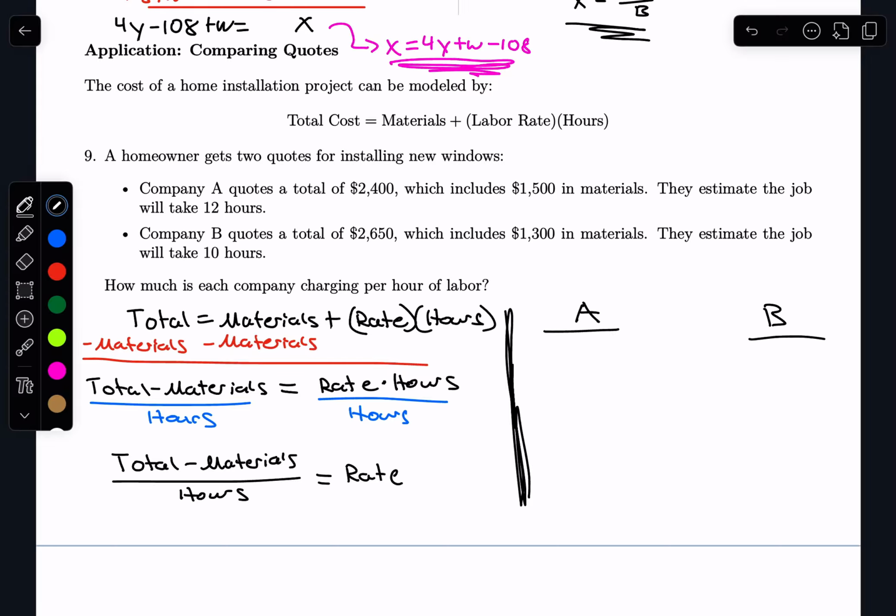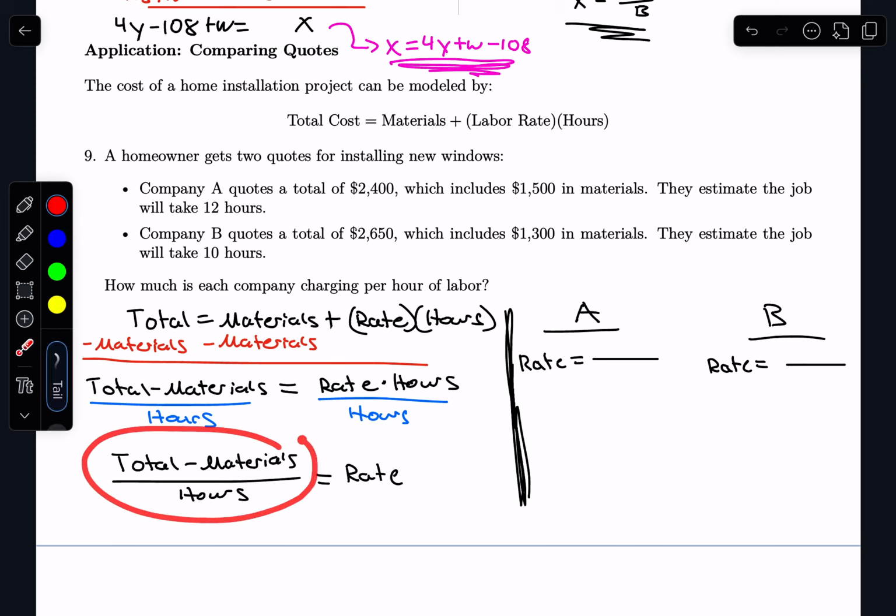We want to know how much each company is charging. And so I can use my formula for each company to say that rate is equal to, in both cases, and I'm just going to write the numbers that I have from my explanation up top. So we're going to set up a fraction for each because our formula here is total minus materials over hours. And I'm just going to plug in the three different numbers. I'm going to plug in the total, the materials, and the hours to each formula.